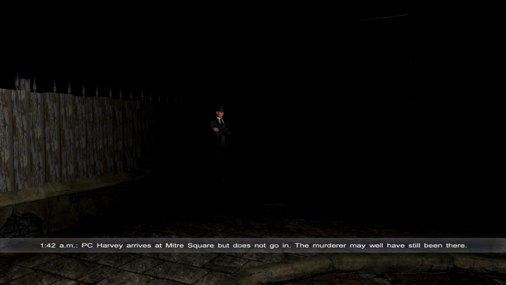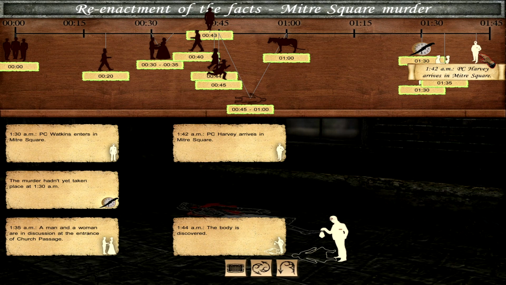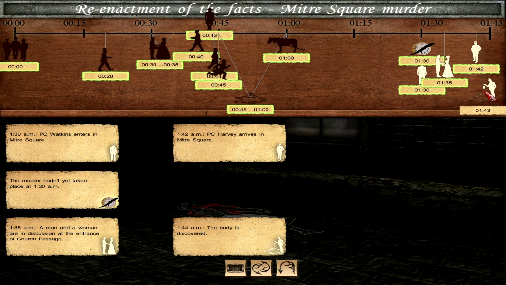1:42 a.m. PC Harvey arrives at Mitre Square, but does not go in. The murderer may well have still been there. So if he just went a bit more to where Holmes was standing, then he would have caught the murderer. That is some bullshit right there, isn't it? You're that close to the killer and you just don't even notice. Bloody shadows.